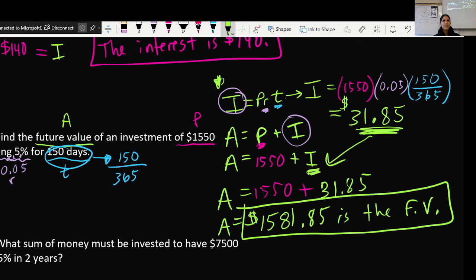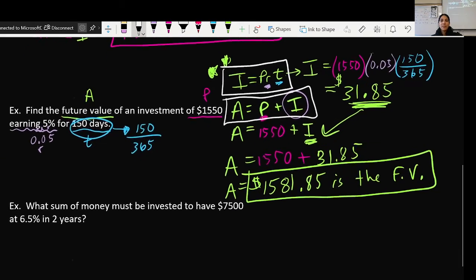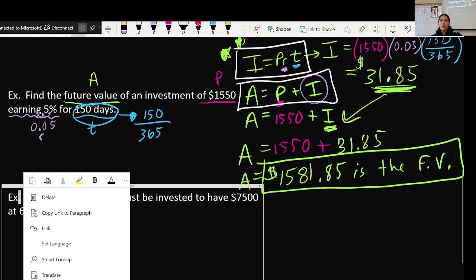Does that make sense? So in this example, we used our first simple interest formula to figure out the I value, and then we took that and plugged it into the new formula. So we were dealing with 2 different formulas here. We had this one that we used first to figure out I, and then we plugged that into here to figure out the future value. Good? Questions? Last example. Are we okay to move on?